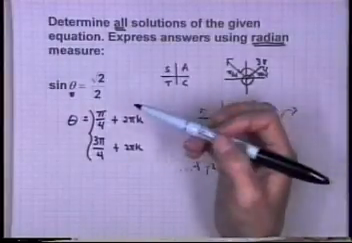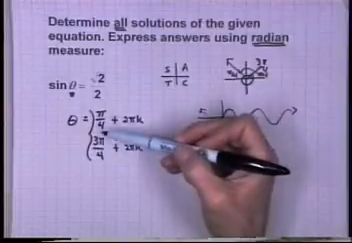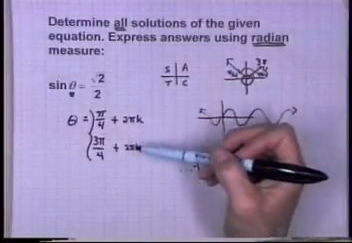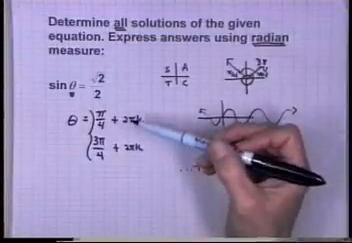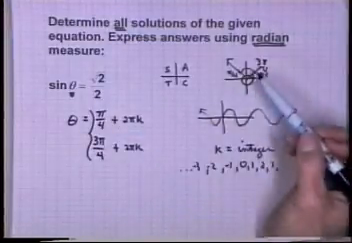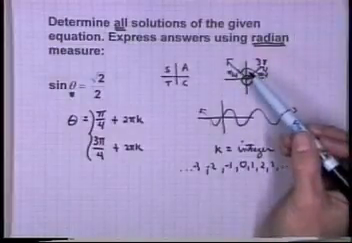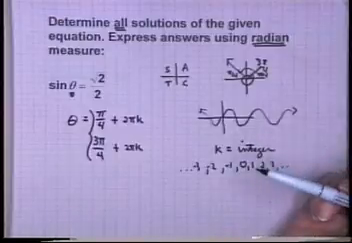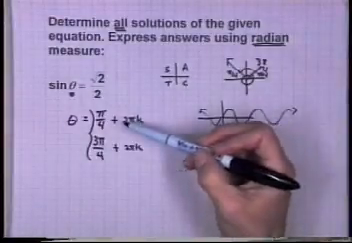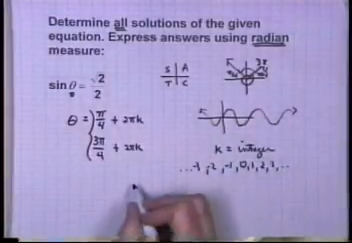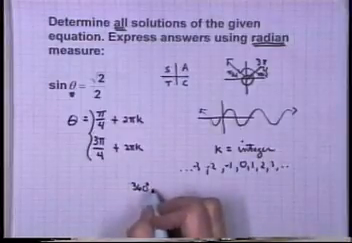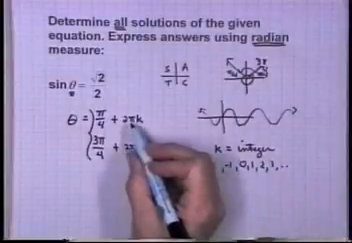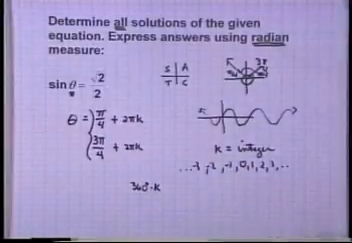Now I like to refer to these two solutions as my primary solutions, just doing one rotation. And then by adding on this 2 pi k, I take into account rotations, complete revolutions back to where I was before. Now if you are giving your solution in degrees, instead of adding 2 pi k, you could add 360 degrees times k. 360 degrees being one revolution, just like 2 pi being one revolution in terms of radians.